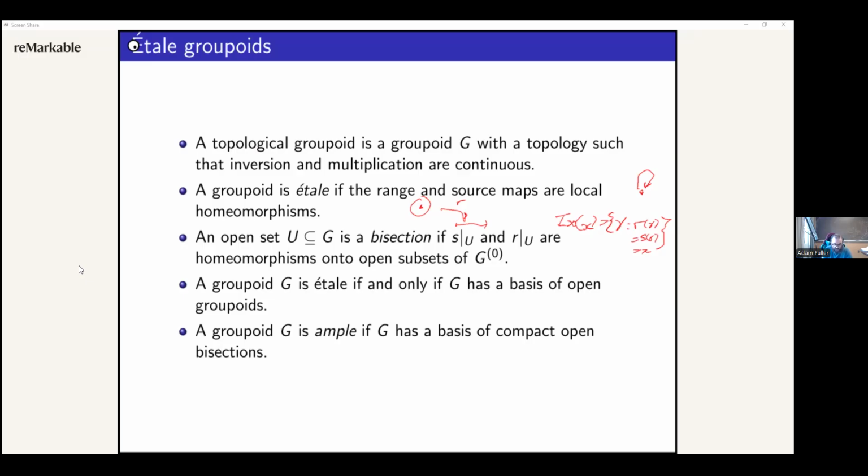Another way to describe etale is if there's a basis for the topology of bisections. So elements of these open subsets where the source and range are homeomorphisms. If in addition, this basis can be compact open bisections, we call it ample.